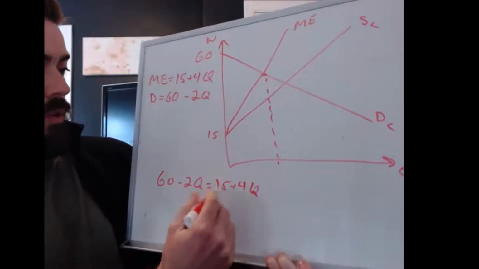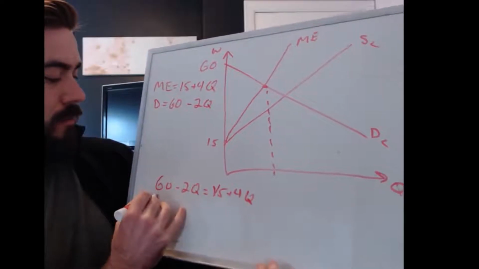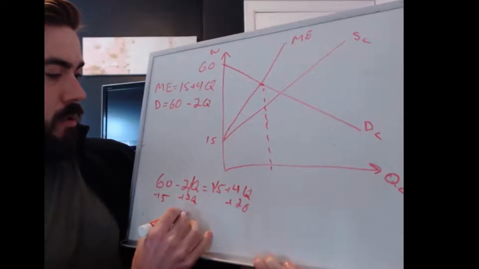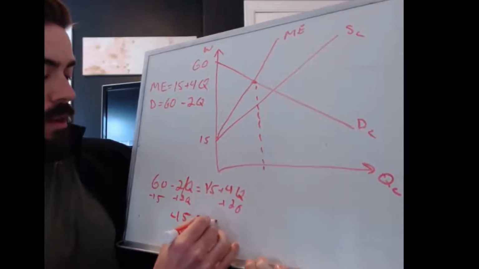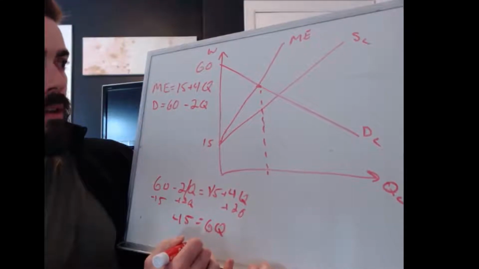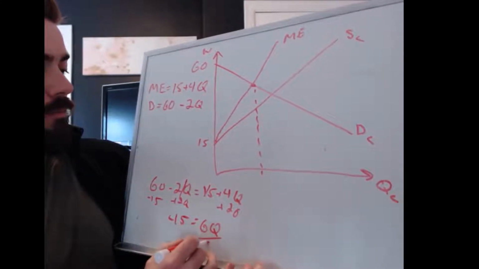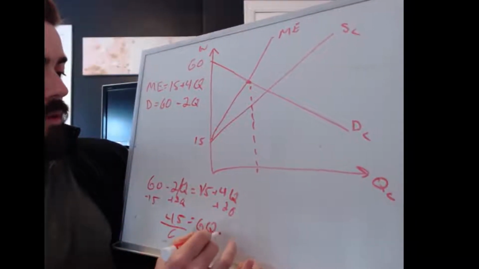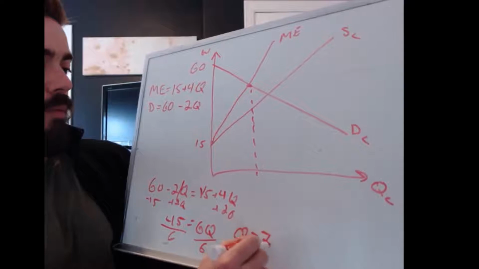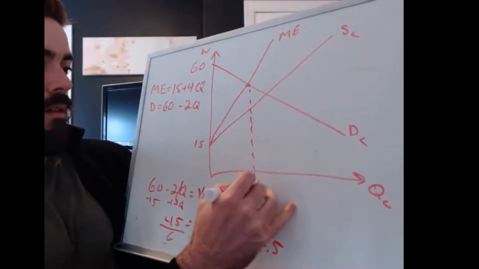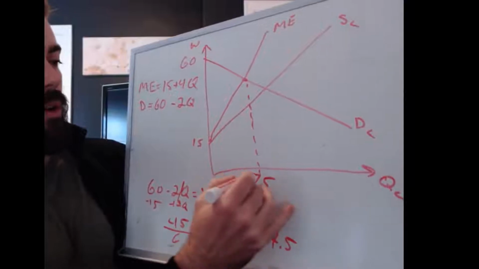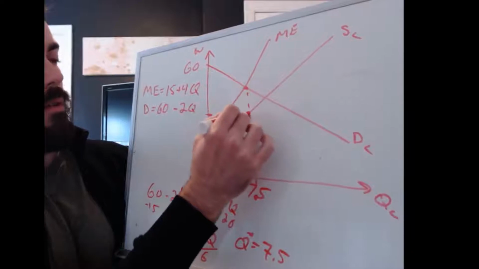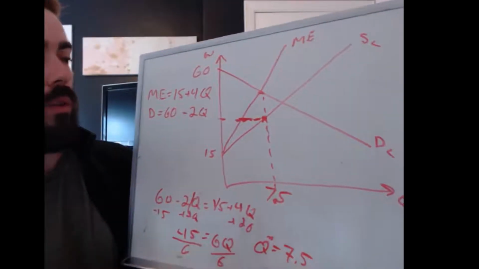So I do a little bit of algebra, subtract 15 from both sides, add 2q to both sides. I get 45 is equal to 6q. I then divide both sides by 6, and I would get quantity is equal to 7.5. So I've got the quantity. Well, now I need to get the wage. We set it by going down to that supply curve: what would be the last wage they'd be willing to work for?